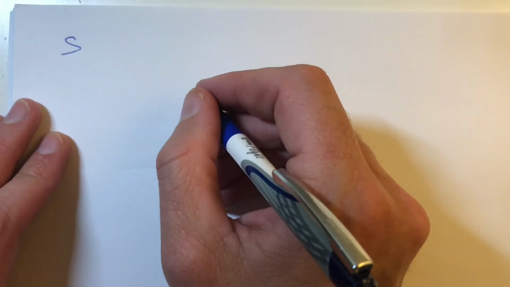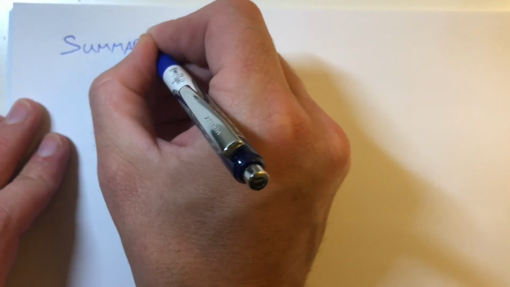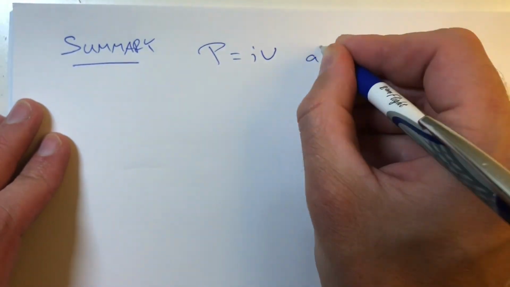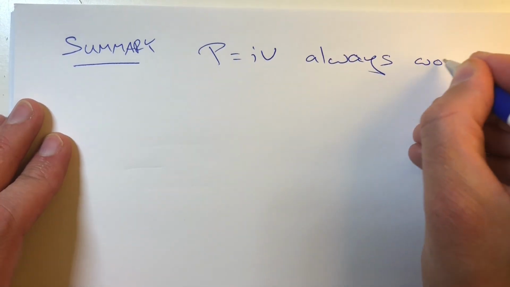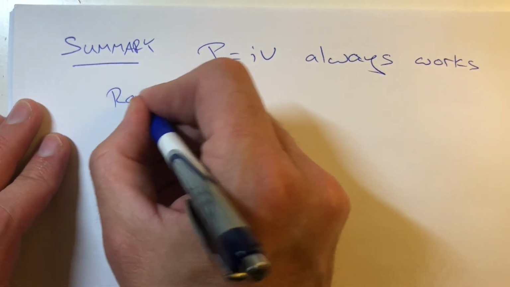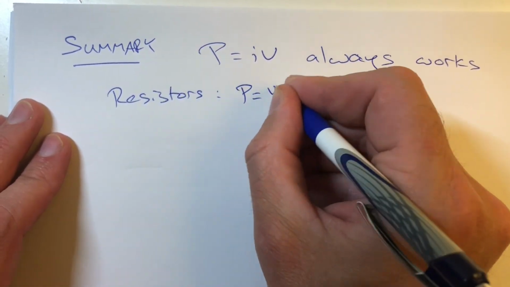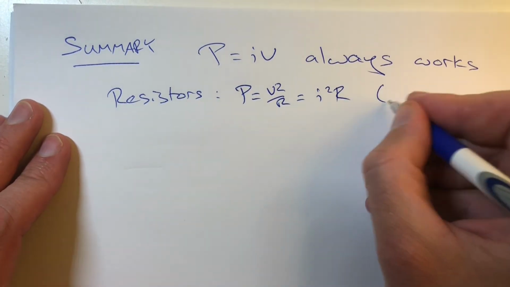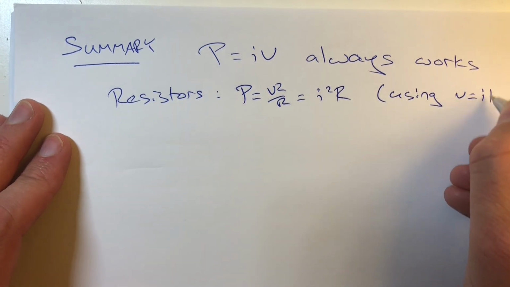In summary, we can always use the formula P is equal to IV. That is, whenever a current is flowing across a difference in potential, some energy is transferred. For ohmic materials, that is, materials that obey Ohm's law, we can write this a couple of different ways. We can write power is equal to V squared over R, or I squared R.